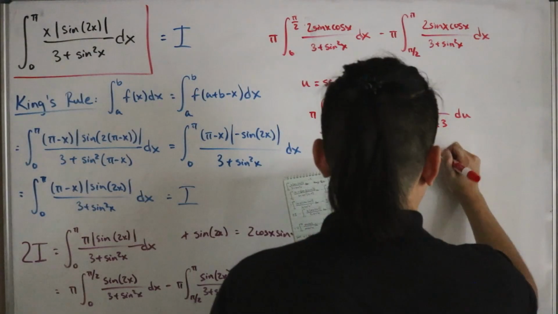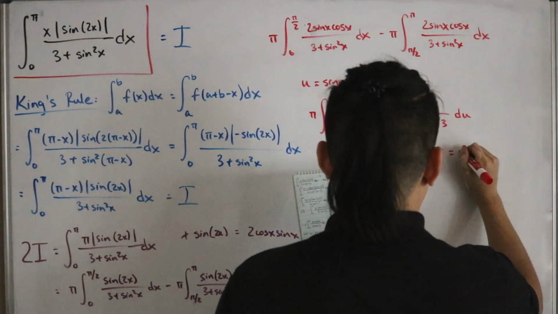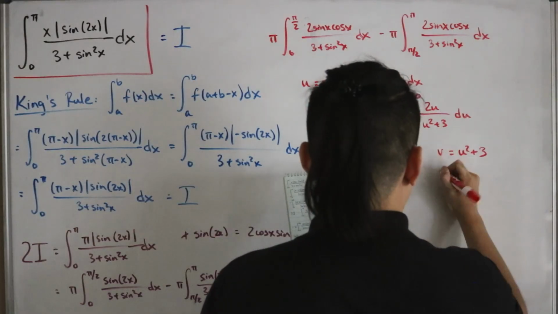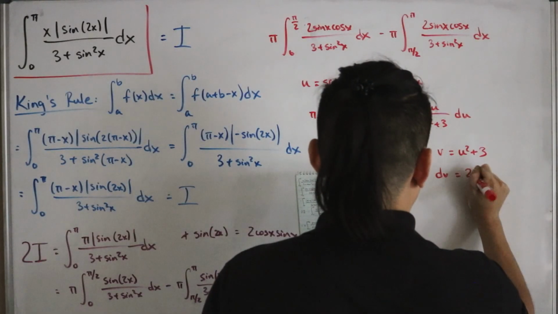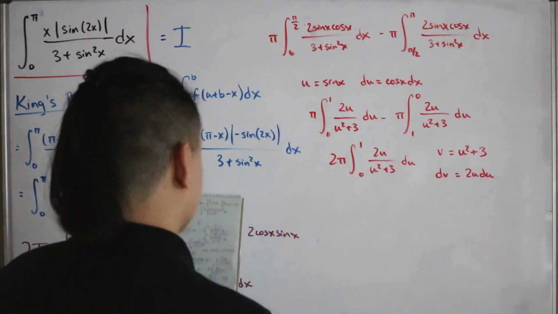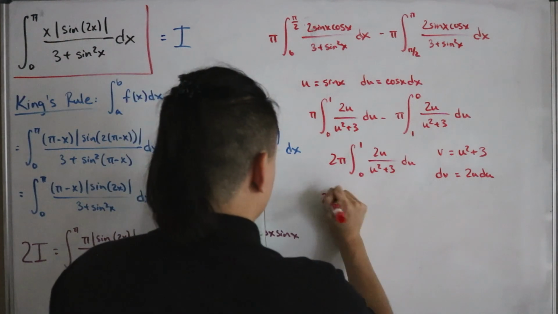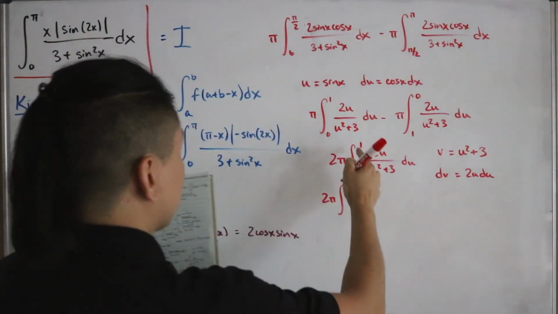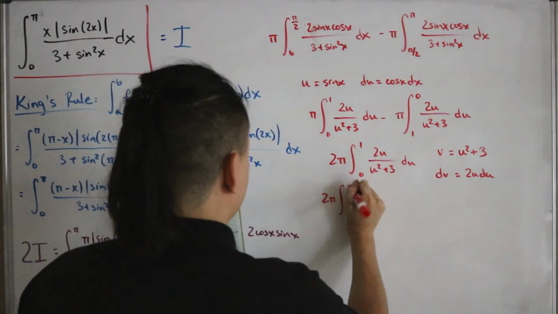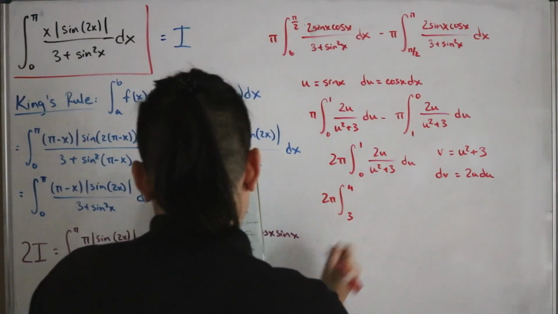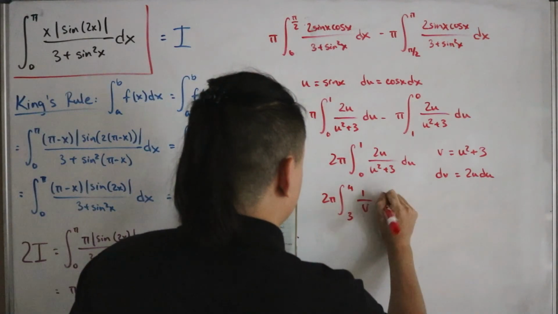Then guess what? Just utilize another u-sub. We're going to call this v. So let v equal u squared plus 3, and then dv is just equal to 2u du. And that's great. Then we can simplify some things out. So then 2 pi, and then I'll change our new bounds. So 1, this is going to be 4, plug in 0, this is going to be 3. So then this is just 1 over v, and then dv.